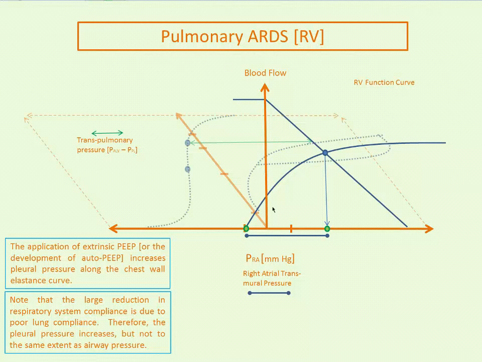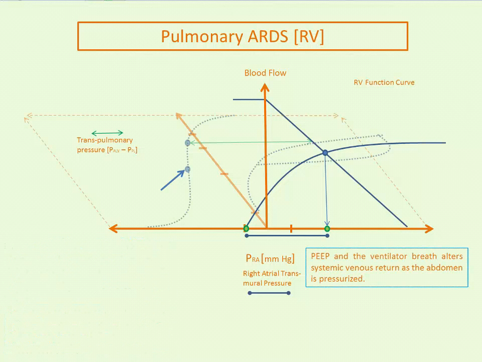Again, this is your venous return curve. This is your cardiac function curve, your right atrial pressure, your transmural pressure. So the application of PEEP is going to have predictable qualitative, not quantitative, effects on the right ventricle. The right ventricular cardiac function curve is shifted down and to the right to a certain extent because of the afterload that's imposed upon the right ventricle by pulmonary ARDS, say from hypoxemia and atelectasis.